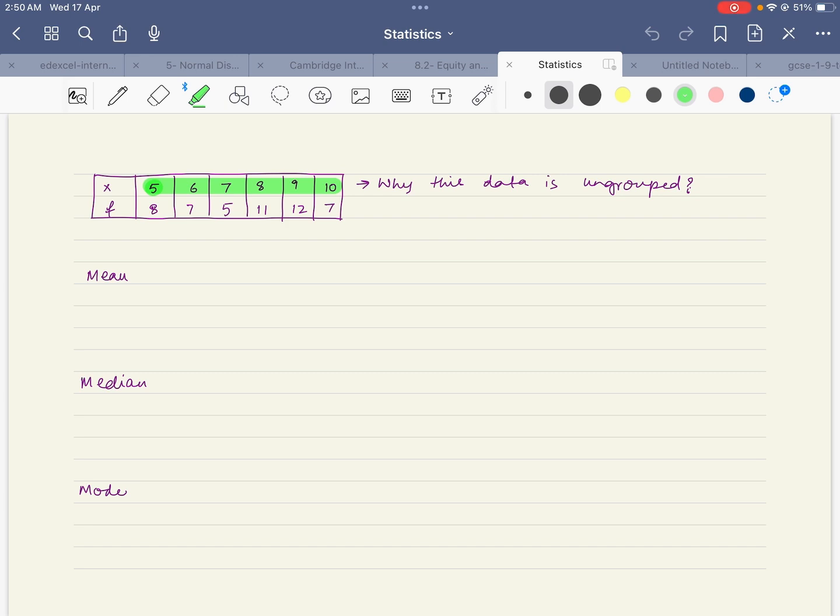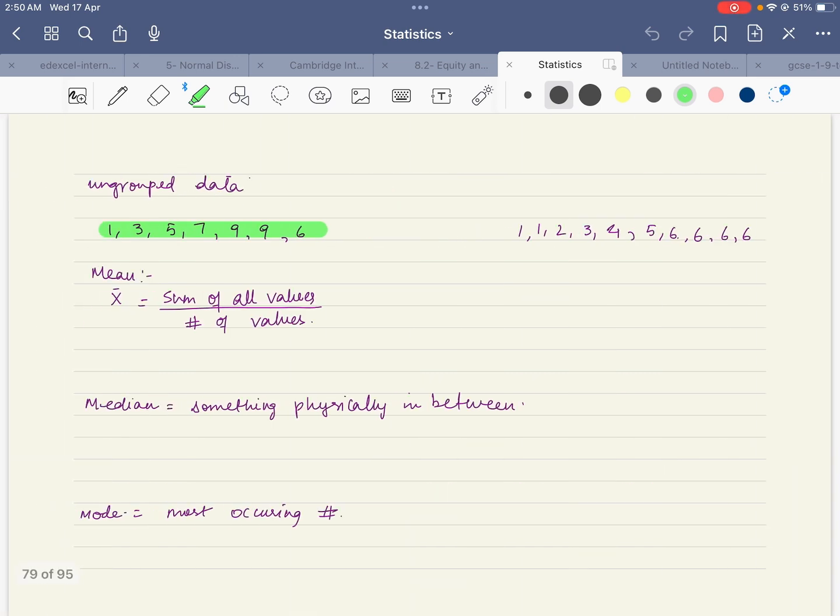Now, for raw data, we have either odd number of data or even number of data. This one is odd data and this one is even data. Okay, all right. So the formula for mean or average is denoted by x bar. The formula is sum of all the values upon number of values. So what is sum of all the values for this one?